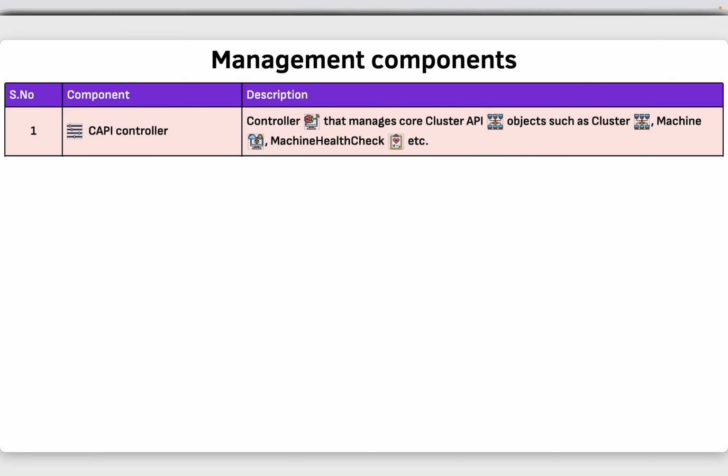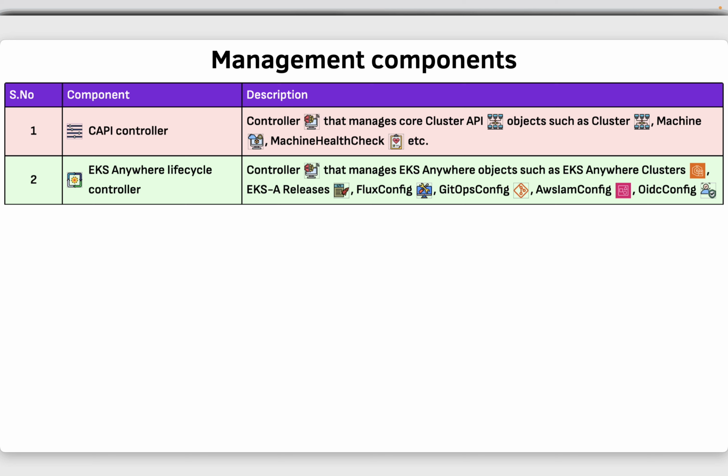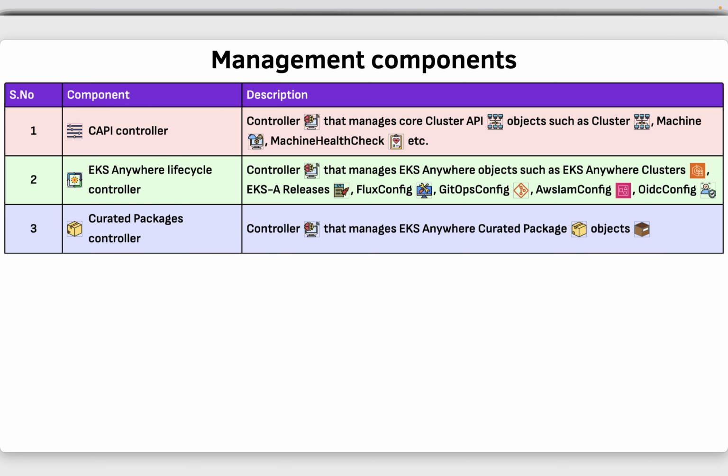Now I'll talk about the management components. So first is the Cluster API Controller. This controller manages the core Cluster API objects such as cluster, machine, and machine health check. Then we have the EKS Anywhere Lifecycle Controller. This controller manages the EKS Anywhere objects such as EKS Anywhere clusters, EKS-A releases, Flux config, GitOps config, AWS IAM config, and OIDC config.